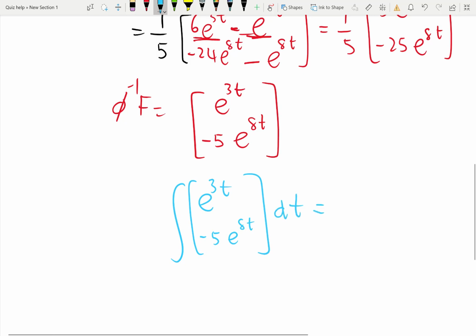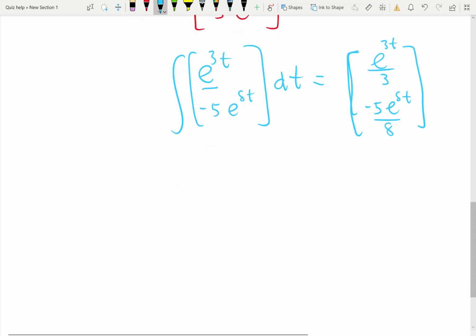Integrate each row. Okay, so if you integrate e to the 3t, you get e to the 3t divided by 3 plus c1, but let's choose c1 to be 0. You can choose an arbitrary constant here. Here negative 5 e to the 8t over 8 plus c, again 0. So this is the integral. It was rather easy there, right? What we expected.